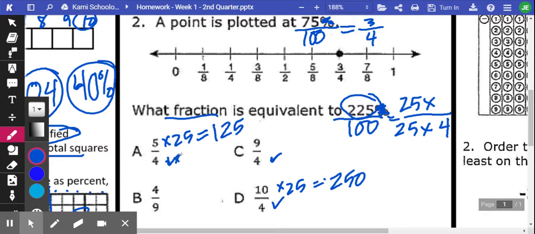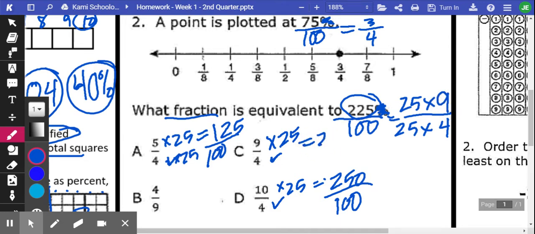And this is times 25, so that's 125 out of 100. This is 250 out of 100. But if we multiply 25 times 9, that's going to equal 225. And just using the idea of taking out that factor of 25, if we simplify it, we should end up with 9/4.